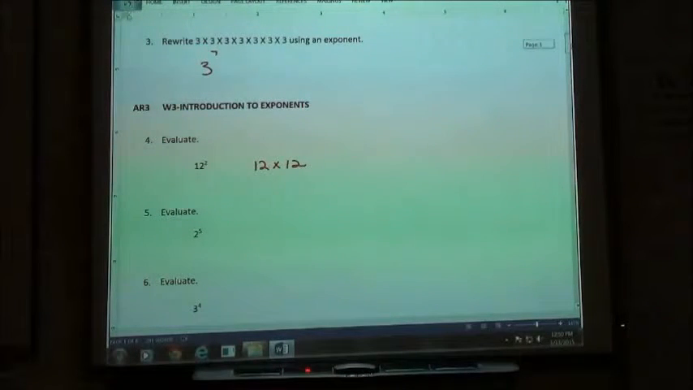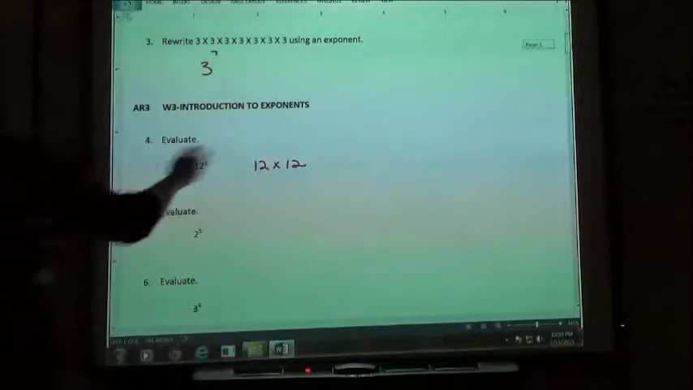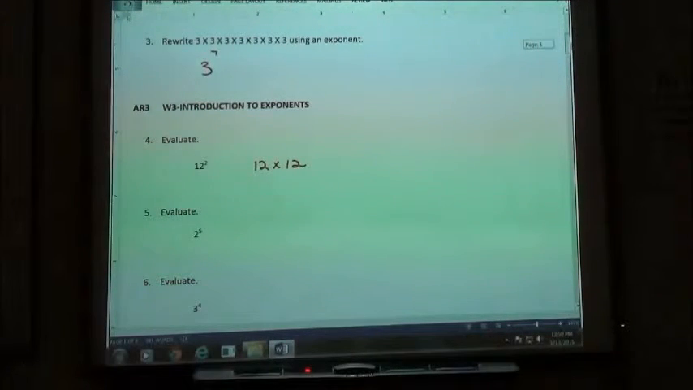Now, there are a number of different ways I could do 12 squared on my calculator. I could do 12 times 12. There is a shortcut here. There's an x to the second power. You can put 12 and hit that button. It has the x squared on it.